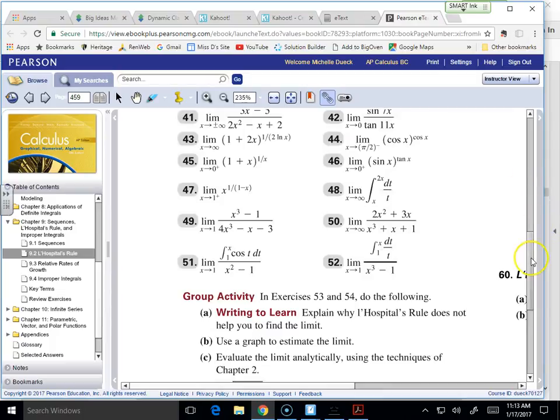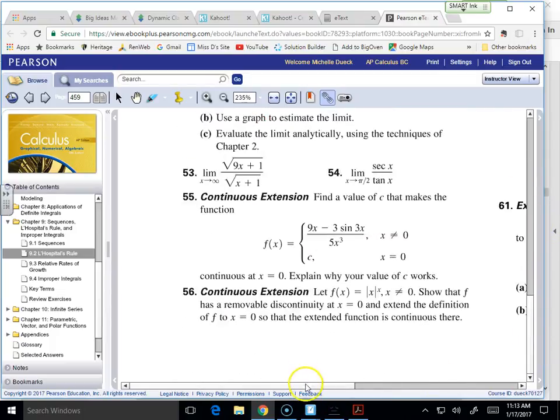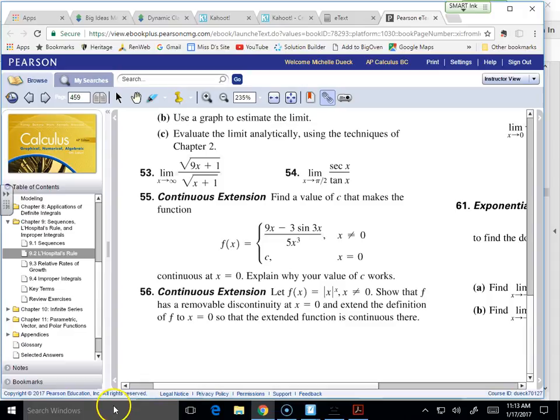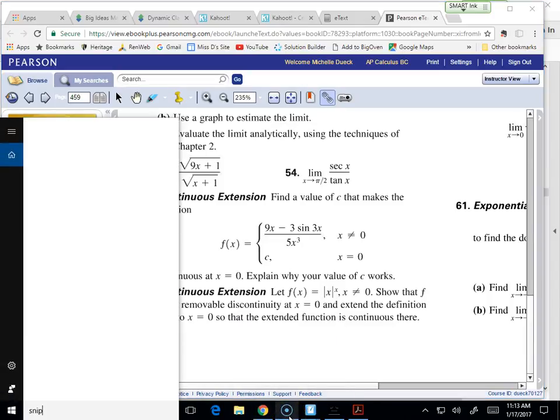I got infinity, which doesn't make sense. Hmm. Ooh, as a piecewise function. You're welcome. Okay.